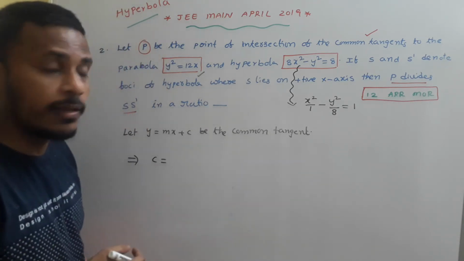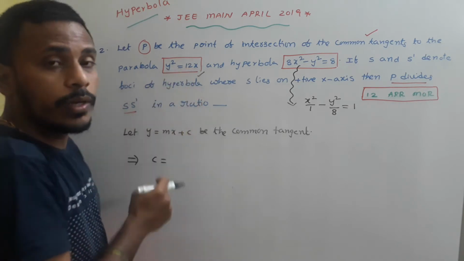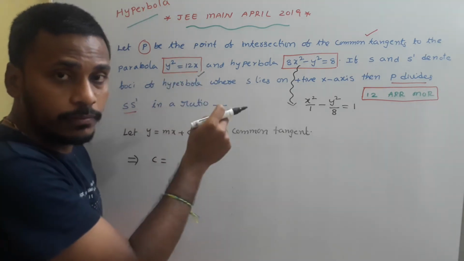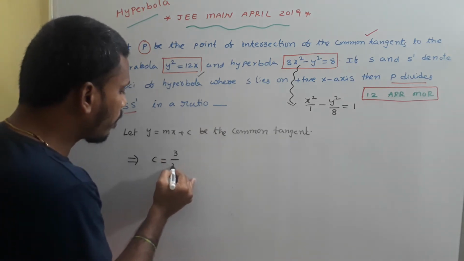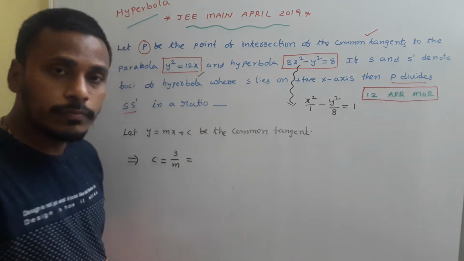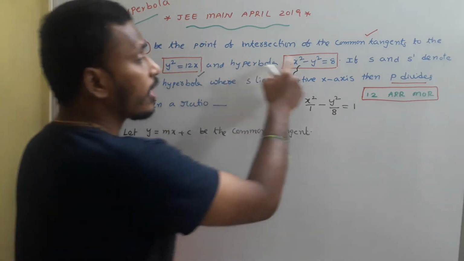We did this in the first problem. So y square is equal to 12x, that is 4 into 3, so that 3 is a. So c is equals to 3 by m. And again this is a tangent for this hyperbola.